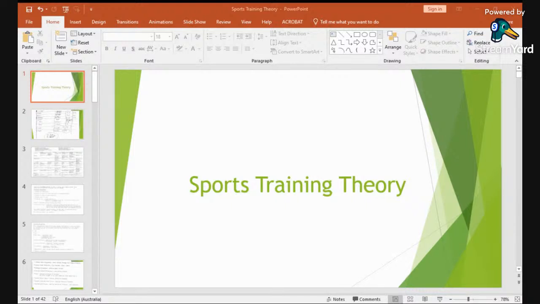Anaerobic fitness. This is the ability a person has to move the body quickly at a high work rate for a short time, such as sprinting. To develop anaerobic fitness, athletes use interval training. During interval training, the athlete alternates work periods with rest periods. The work is more intense than in continuous training, and the work period is much shorter. So this is to develop short bursts of speed.